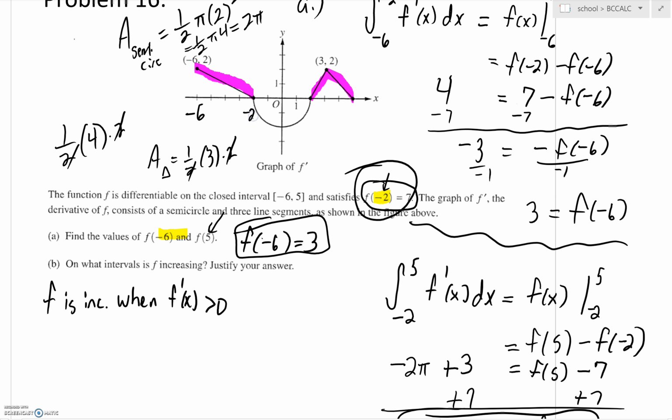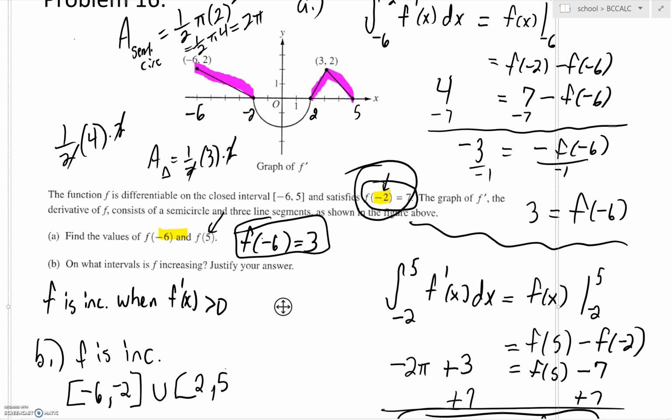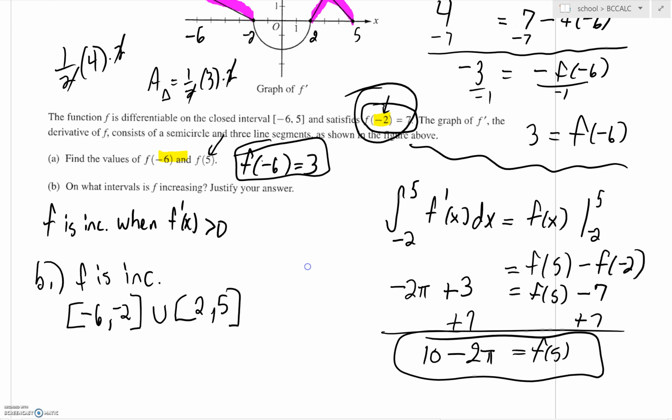We're going to say that for part B, f is increasing, and we're going to use closed intervals. We're going to go from -6 to -2, union that with, well, this would be from 2 to 5. But they want you to justify, which is such a good practice to get into. The reason why that is true is because f prime of x is greater than 0. And that is the end of our station activities.